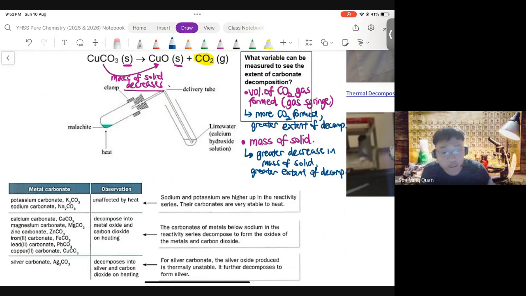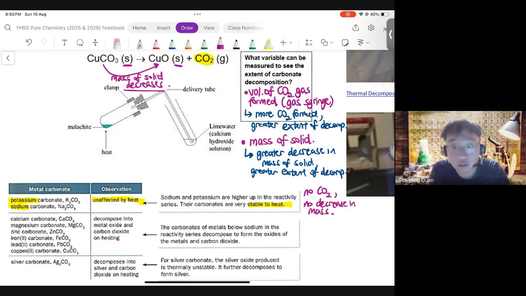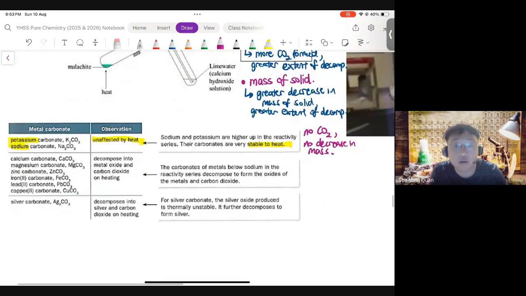So, very important: sodium and potassium, the top two, potassium carbonate and sodium carbonate, are stable to heat. They are unaffected by heat. Unaffected by heat means what? No CO2, no decrease in mass. Very important. So potassium and sodium carbonates do not decompose. They do not form CO2 when heated. They do not decrease in mass. Unaffected. No change.